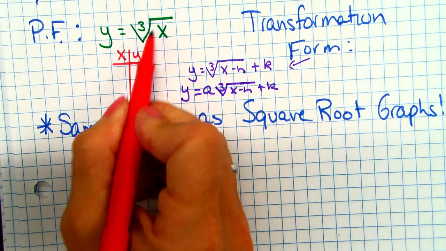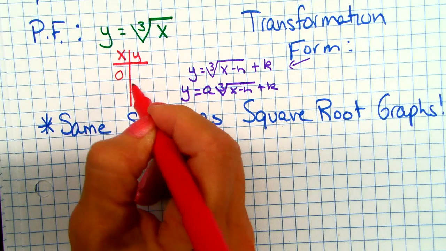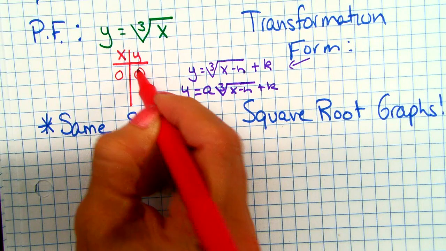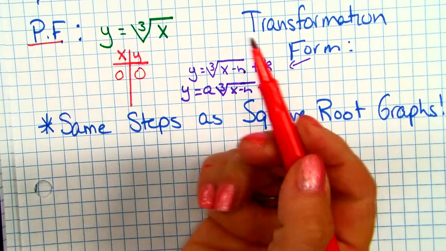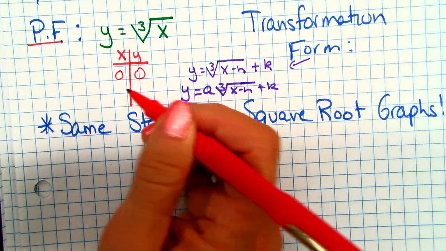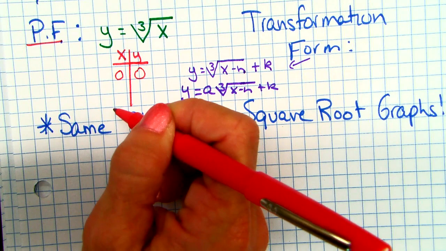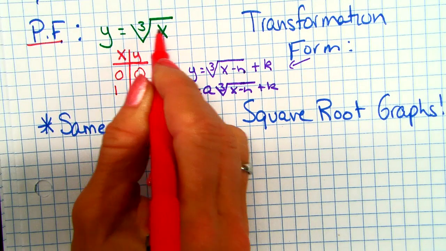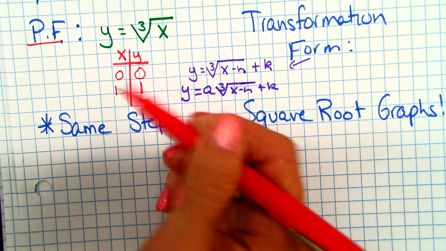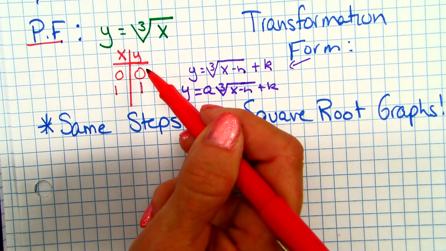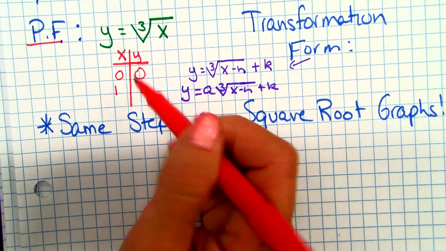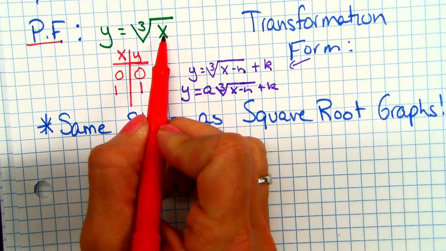So I can put a 0 under there. The cube root of 0 is just 0. So that's a great one to start with for our parent function. What's a good second number? 1. The cube root of 1 is 1. So far it's just like the square root one, 0, 0, 1, 1. Now remember, with the square root, we did 4 next.